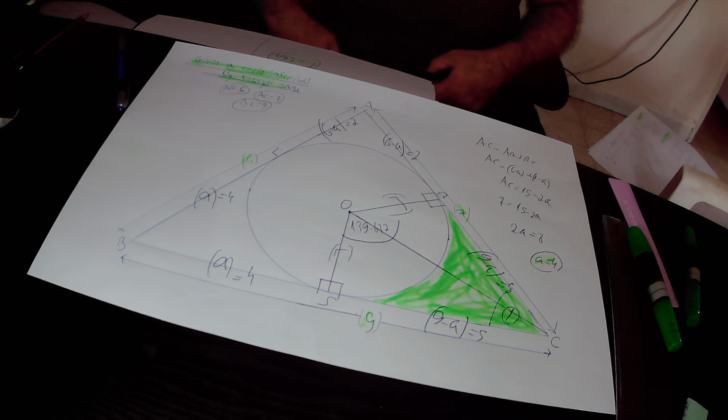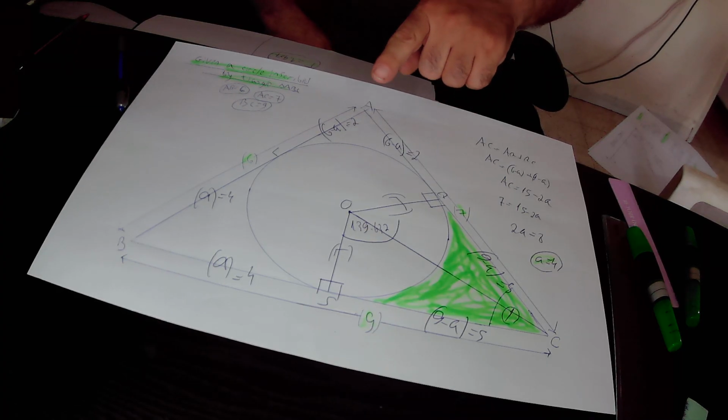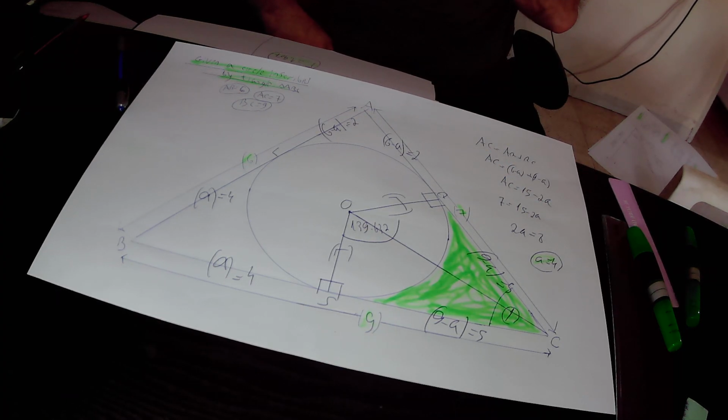So in the next step, we join points O and C together by a straight line.